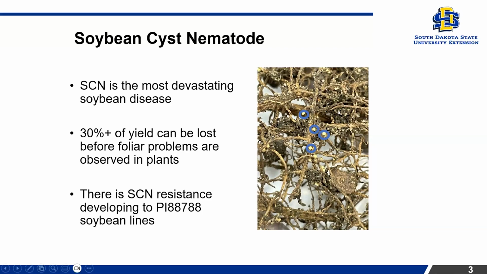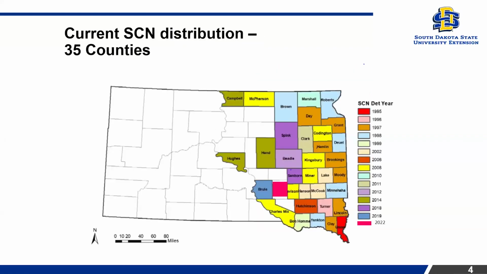If you've not seen SCN before, the picture that you can see on the screen, I'm not sure if you can see my mouse or not, but these are actually the cysts that are in the blue circles, and the cysts are simply the egg sac for the nematode. So there's 200 to 300 eggs in each of those cysts. That plant had about 60 or 70 cysts that we could easily identify with our eyes.